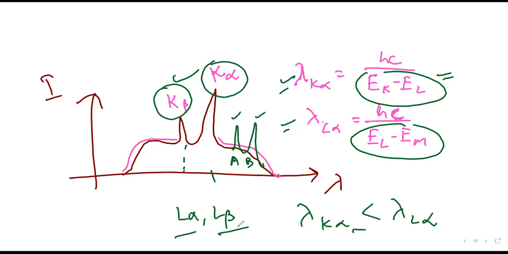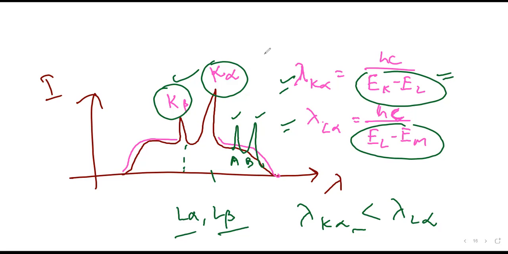So would L alpha be the second minus the first? Sorry, the second minus the third. So 3.4 minus 1.5, that is 1.9. L alpha is more, so that means the lambda must be less. So A is L alpha and L beta is B.